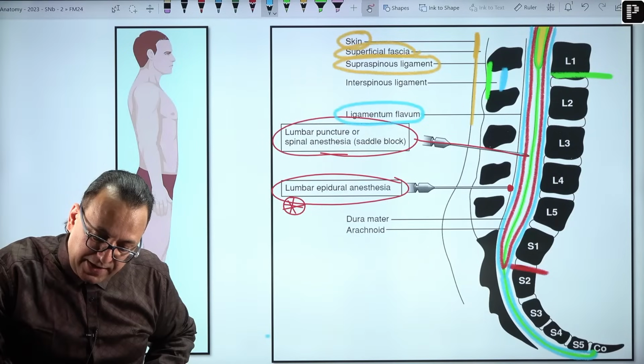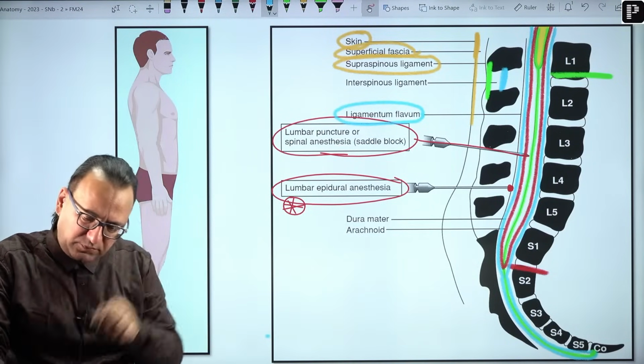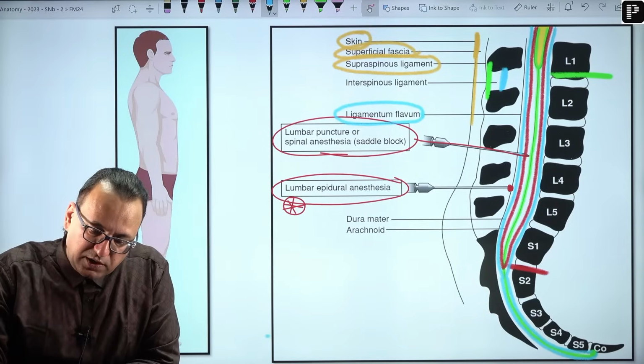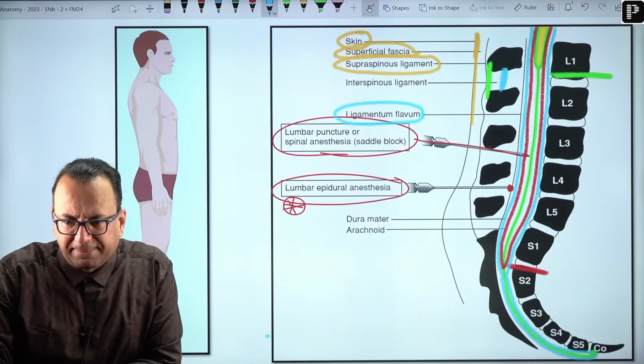Sir, they gave intraspinous and not interspinous. Intraspinous. What is intraspinous?